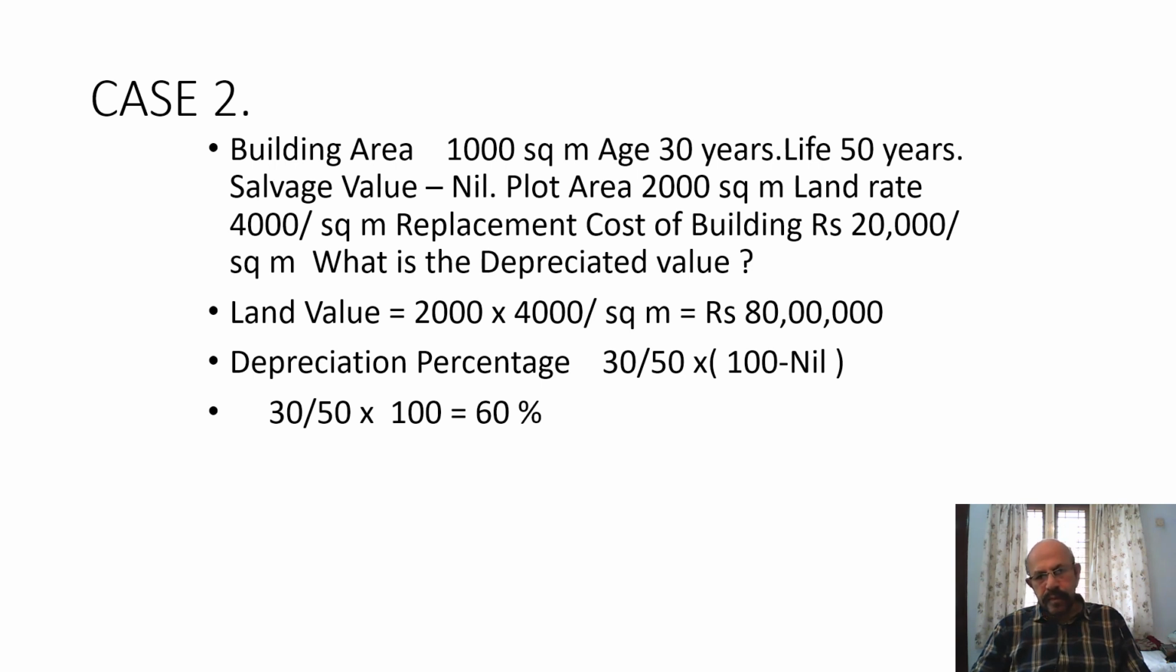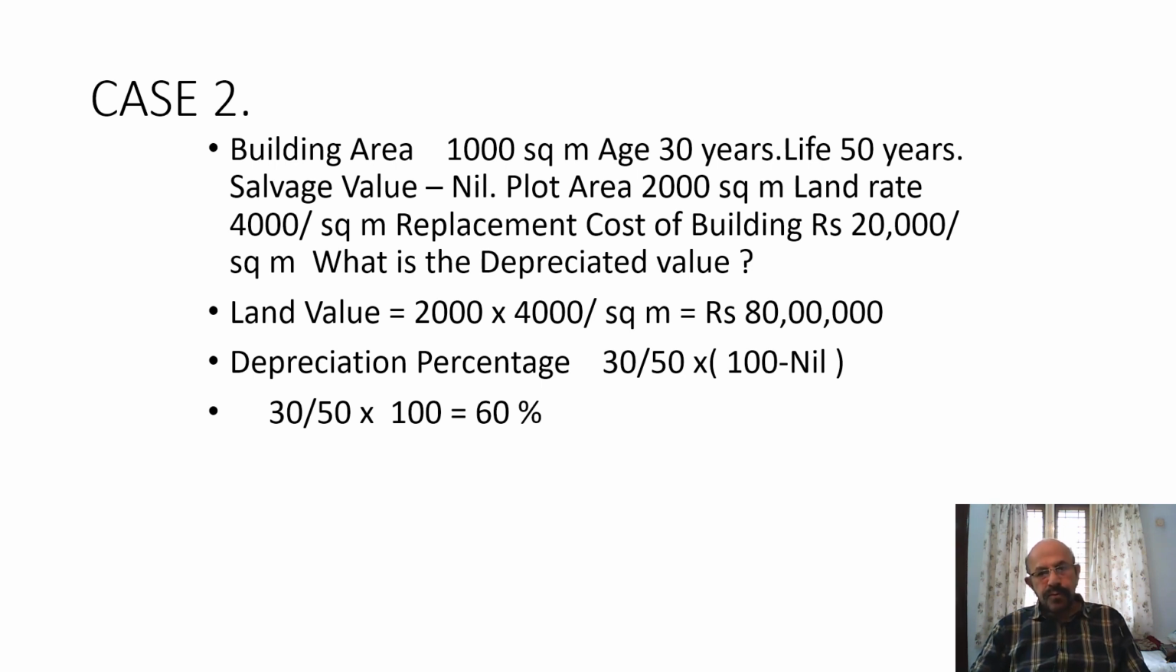Case 2. Building area 1000 square meter, age 30 years, life 50 years, salvage value nil. Usually it is taken as 10%. Here it is nil. Plot area 2000 square meter, land rate 4000 per square meter. Replacement cost of building is rupees 20,000 per square meter. What is the depreciated value?